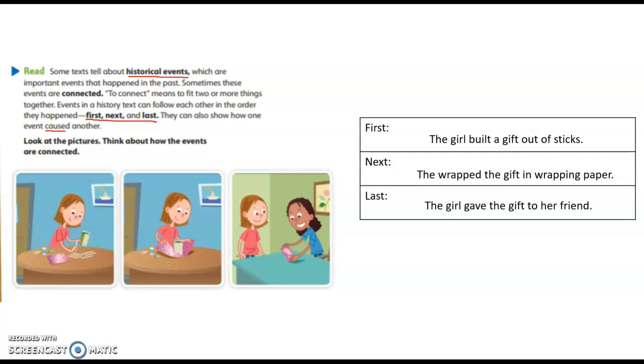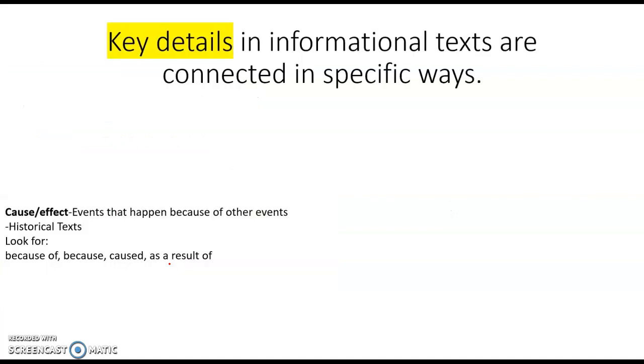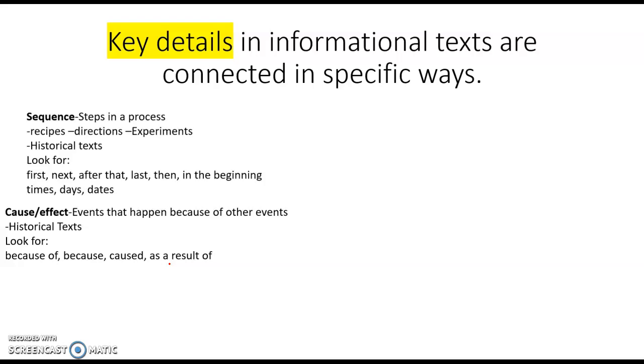So it would be silly if we told this story out of order. It would be silly if we said she wrapped the gift before we told the people that she built the gift. It's important that events go in order. So we've been talking about key details in informational texts and how they're connected in specific ways. Those key details are our most important details.